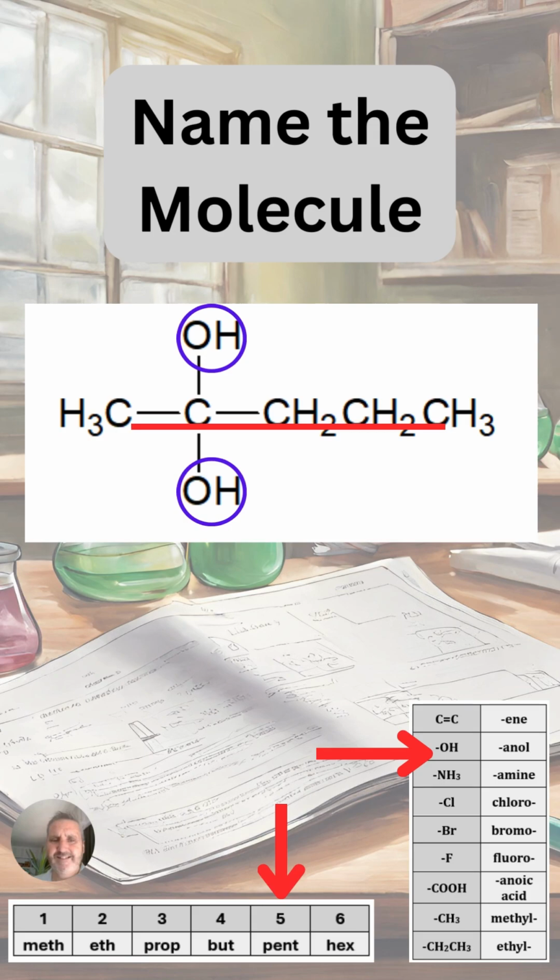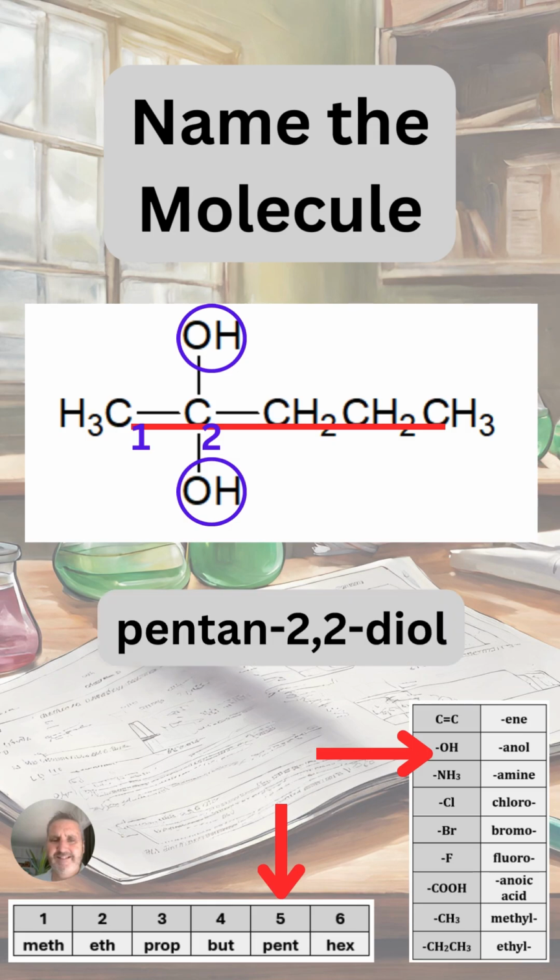Now, we know when we have 2 methyl groups, we put the prefix di in front of methyl. So we're going to do the same with the alcohol here. We're going to put diol to say there are 2 alcohols, but we also need to say the position of the carbon that the OH comes off. So this molecule is going to be called pentane-2,2-diol.